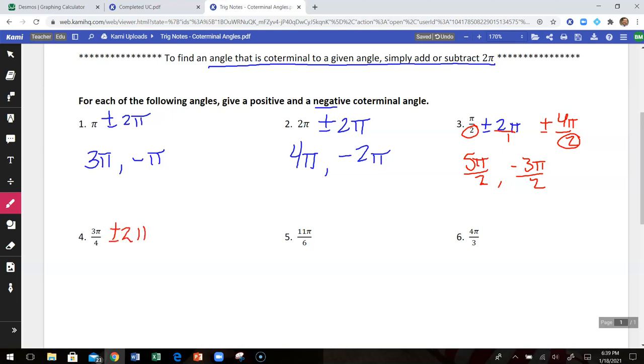For 3 pi over 4, if I want to add and subtract 2 pi, I want to think about 2 pi as 8 pi over 4. Right? I need a common denominator. So I'm going to add 8 pi over 4.